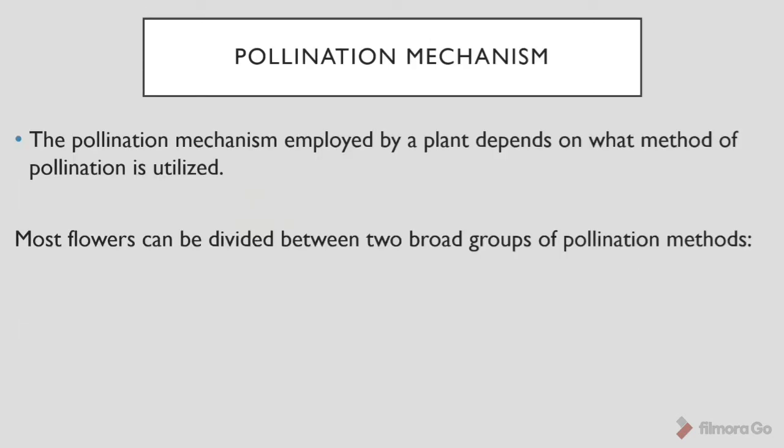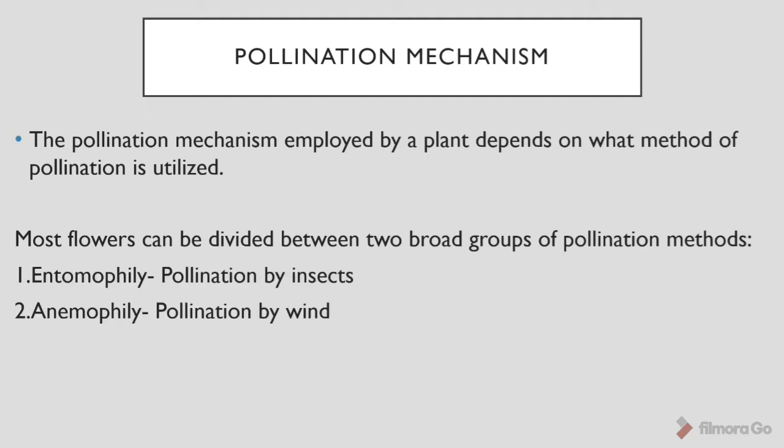Moving on to pollination mechanism. So, pollination mechanism is employed by a plant depending on what method of pollination is utilized. Most flowers can be divided between two broad groups of pollination methods. First is entomophily, or the pollination by insects. Second is anemophily, or the pollination by wind. And in addition, there is zoophily, or the pollination by vertebrates.